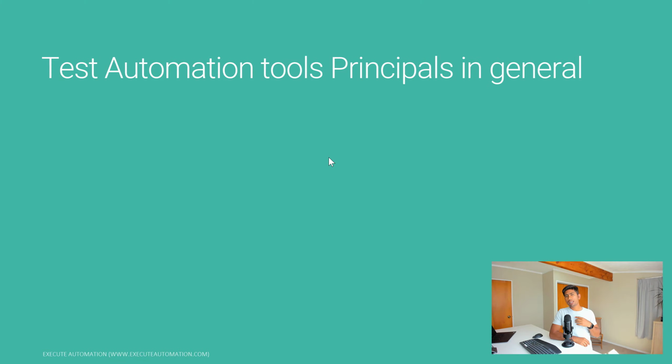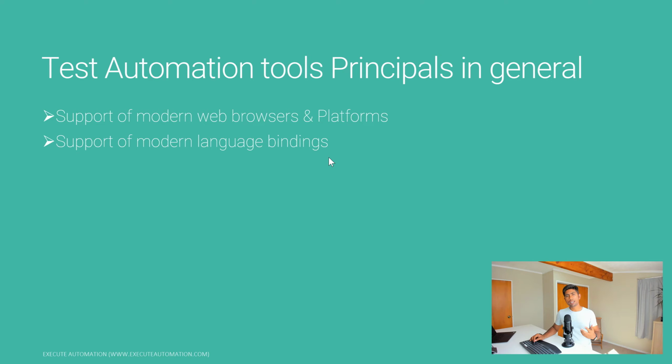Well, as I said, before we get started with Selenium or Playwright or any other automation testing tool, there are some testing principles. These principles govern the way we can tell that one tool is better than another. Support of modern web browsers and platforms is really important for any automation testing tool. Similarly, support of modern language bindings like C#, Java, JavaScript and Python. And support of modern web application tech stacks like React.js, Vue.js, and other modern applications that can be supported by these automation testing tools.